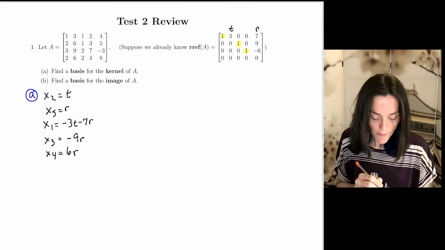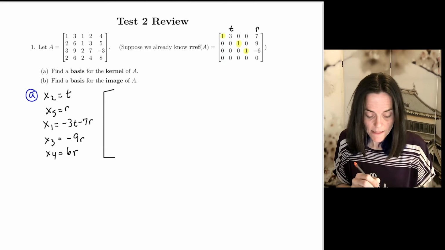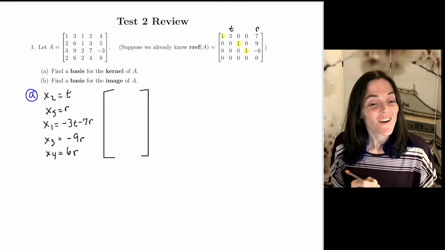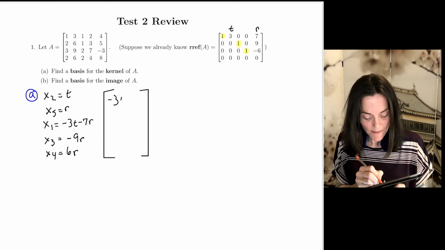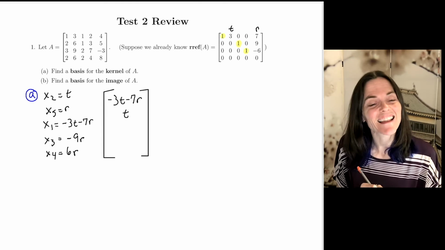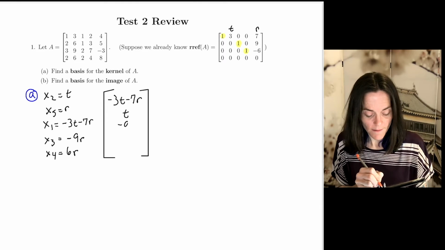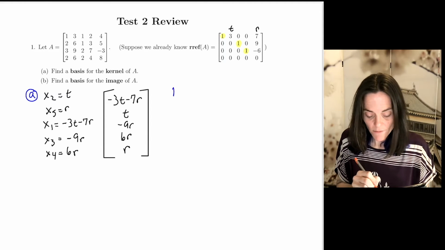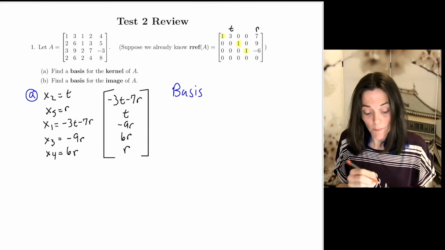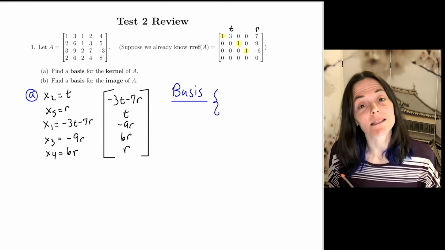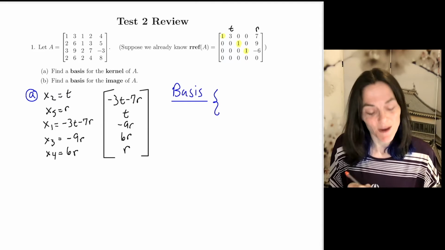So a general element in the kernel, I can write this, and then from this, I'll be able to write down a basis. X1 is minus 3T minus 7R. X2 is T. Then X3, we see minus 9R. X4 is 6R. And X5 is R. Immediately, we can write down our answer. We can write down a basis for the kernel. There will be 2 elements in this basis because we have 2 free variables.